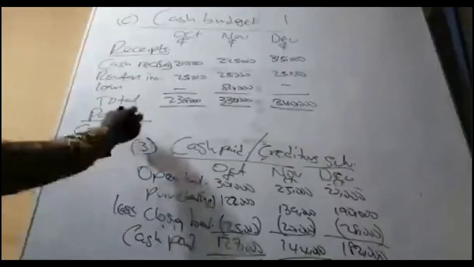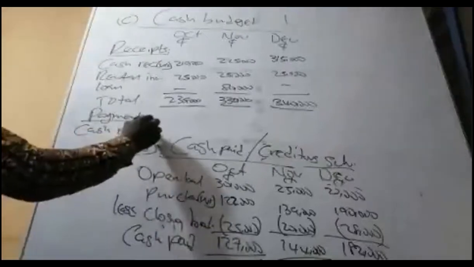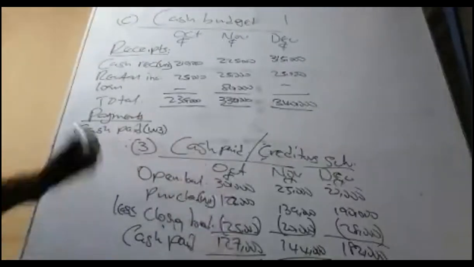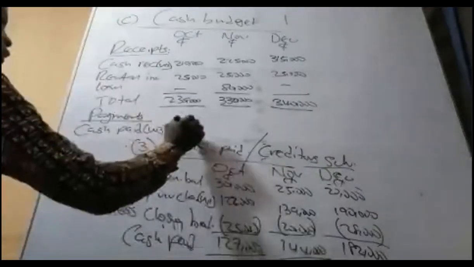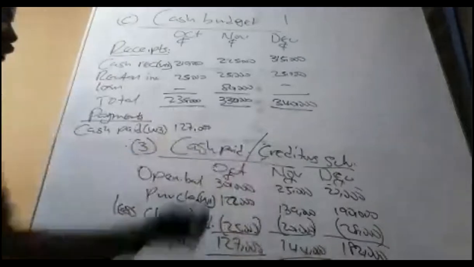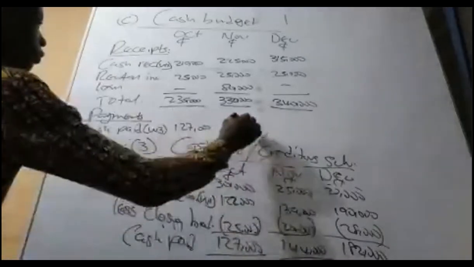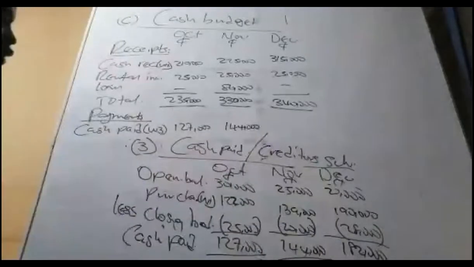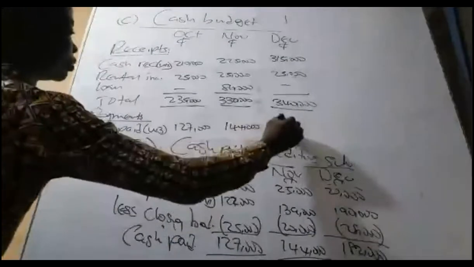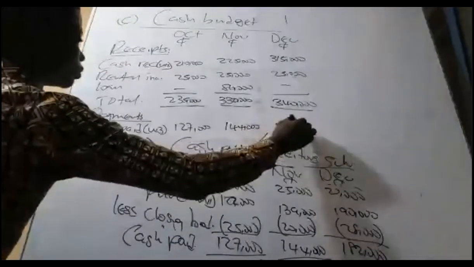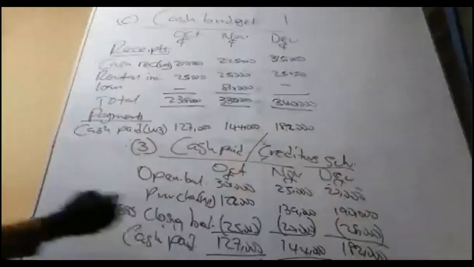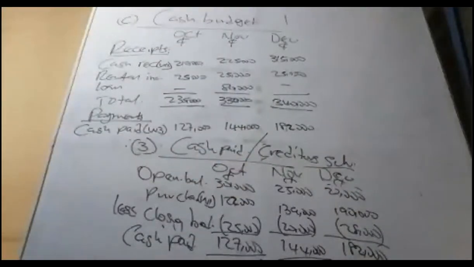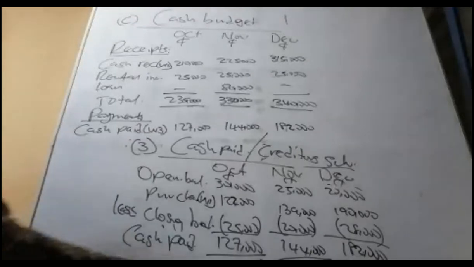So cash paid. All right, your working number 3. So let me bring them in before I take them off. 127,000, 144,000, 182,000. Now I can take them off. Go in, gone.